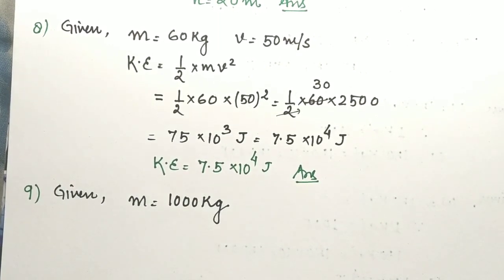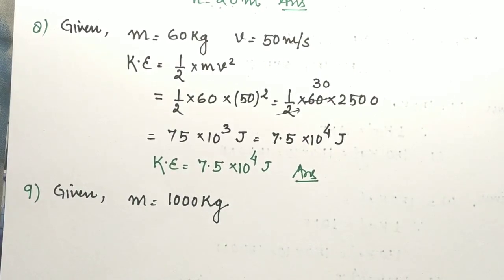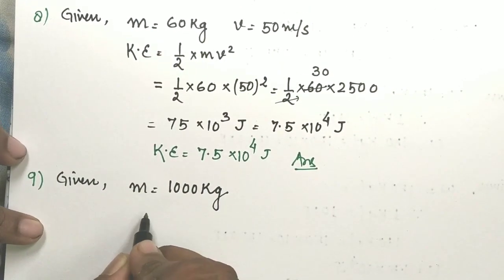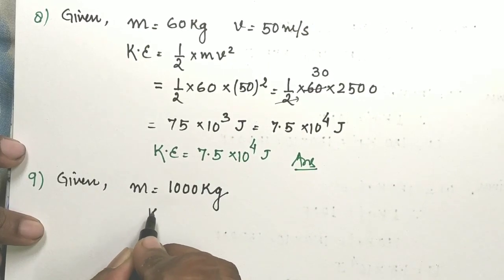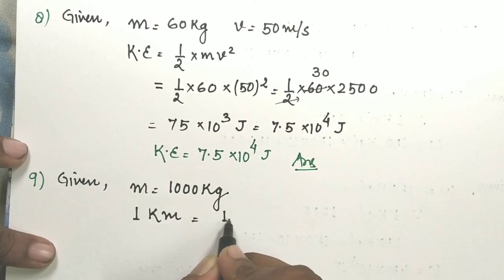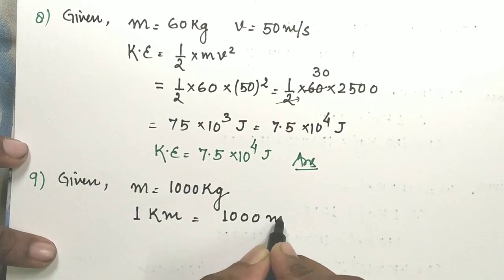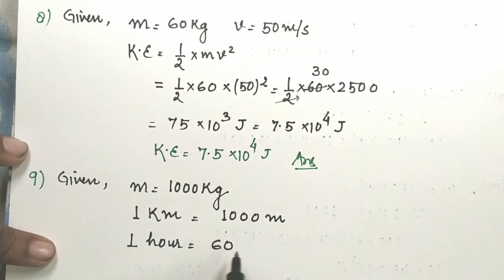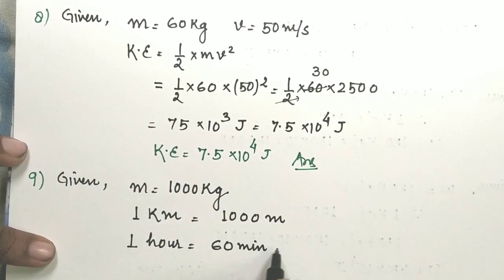So students, first we will calculate, because the velocity of the truck is given in kilometer per hour, which will be converted into meter per second. So since we know that 1 kilometer is equal to 1000 meter, and 1 hour is equal to 60 minute, and 1 minute is equal to 60 seconds.